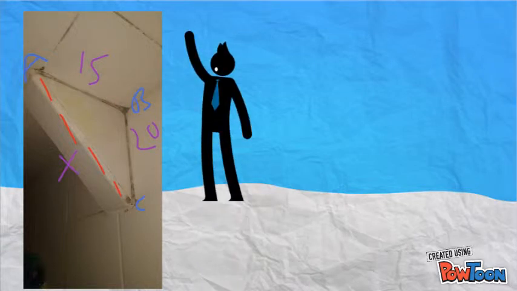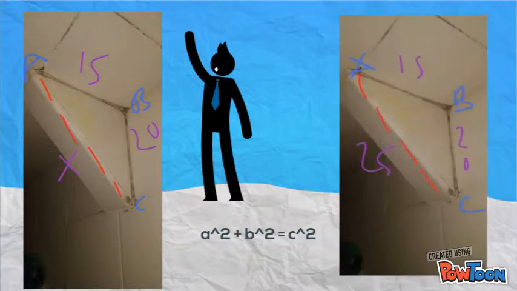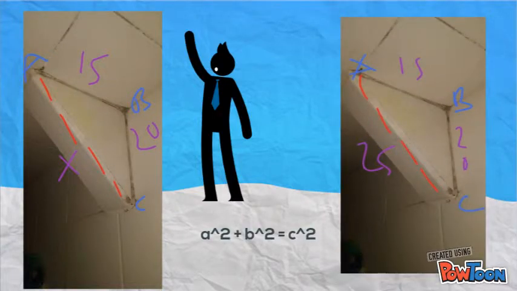In my bathroom, there is a soap holder that has the form of a right triangle. The sides of this soap holder are 20 by 15, and by using the Pythagorean theorem, we got that the hypotenuse measured a total of 25.